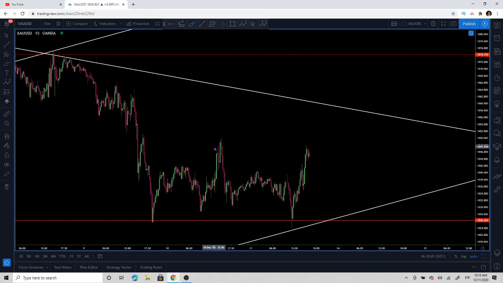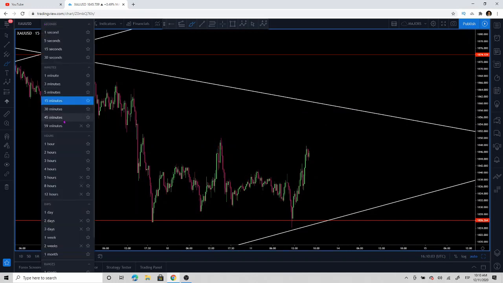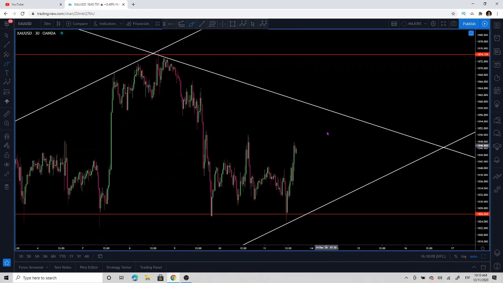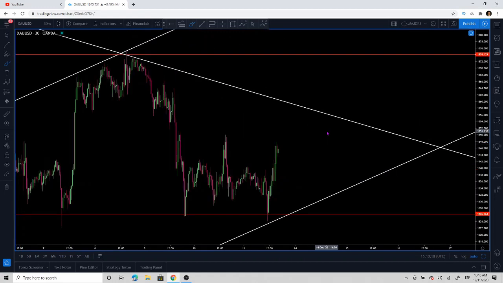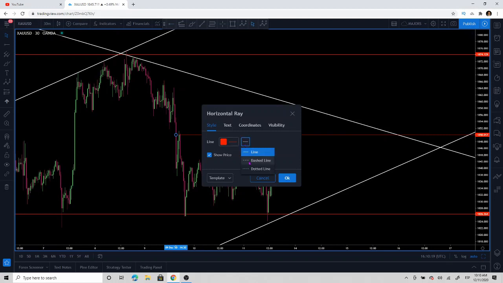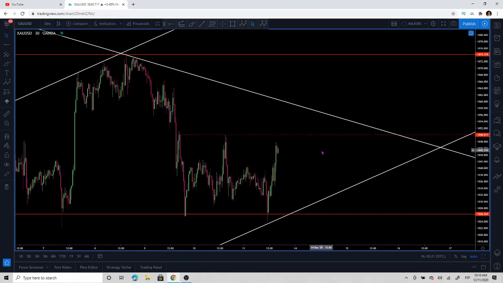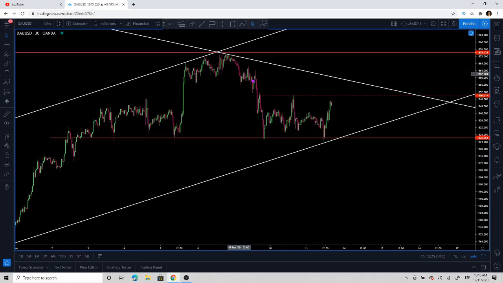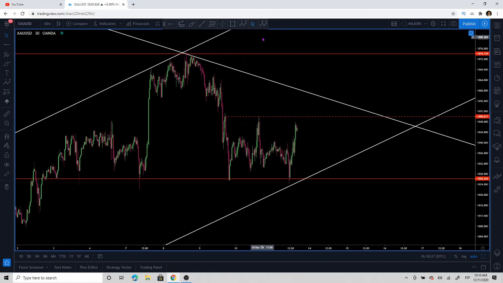All right, so 50-minute chart, too much. Let's go to the 30-minute chart. That'll be too much. No, this should work. So right now we have an immediate support or resistance, and just to make the difference, I'm going to dash it, right? Because the true resistance is really up here.